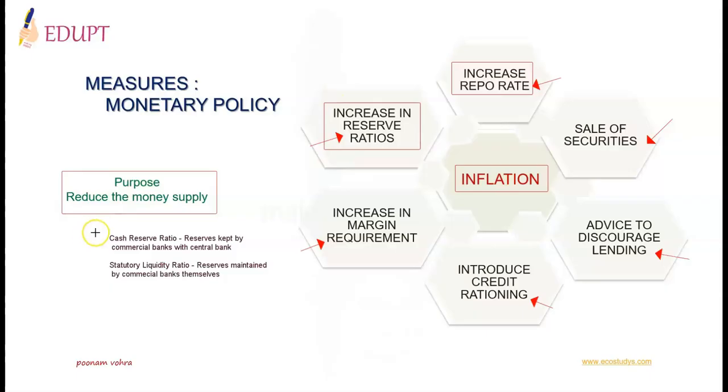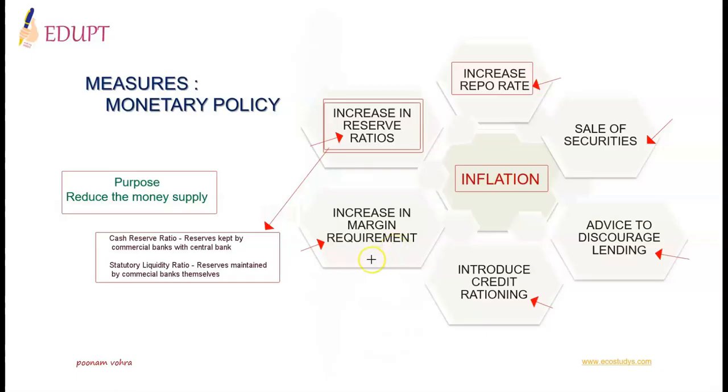Next, reserve ratios may be either in the form of cash reserve ratio or statutory liquidity reserve ratio. Cash reserve ratio is the minimum percentage of net demand and time liabilities to be kept by the commercial banks with the central bank, whereas statutory liquidity ratio is the minimum percentage of net demand and time liabilities which commercial banks are required to maintain with themselves. So if there is inflation, if there is excess demand in the economy, there will be an increase in cash reserve ratio as well as liquidity reserve ratio, because these measures limit the credit creating power of banks. It reduces the excess reserves of the commercial banks, which helps in reducing the aggregate demand in the economy.